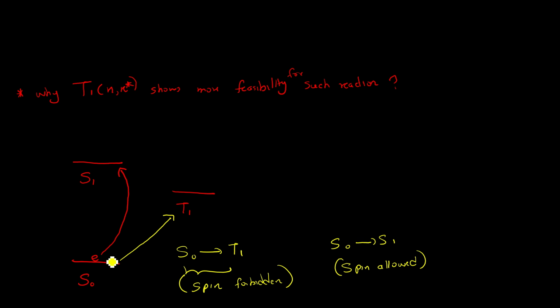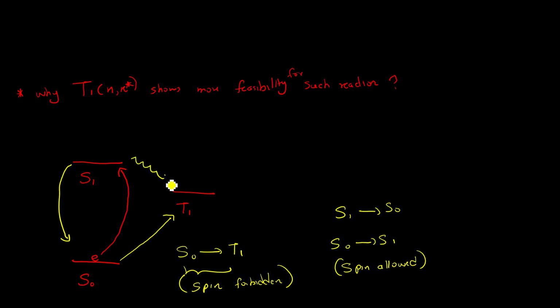So this transition S0 to S1 happens at a very high rate. It has very high probability, while the S0 to T1 transition has very low probability. So we can neglect the whole process from S0 to T1. Now after S1 is occupied, two processes can happen to relax our electrons. Either it can come back to the ground state, which is the much more feasible one, because S1 to S0 is spin allowed.